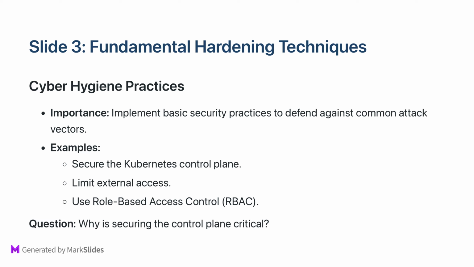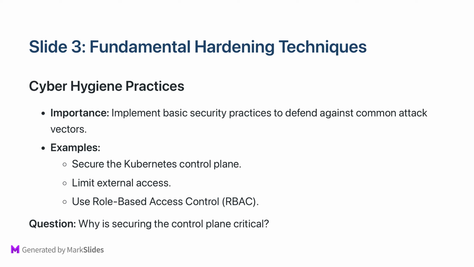Here are some key examples of these practices. 1. Secure the Kubernetes control plane. The control plane is essentially the brain of Kubernetes clusters, making decisions about scheduling, responding to events, and scaling your applications. If compromised, an attacker could gain control over all your containers, which is why securing it is absolutely critical.